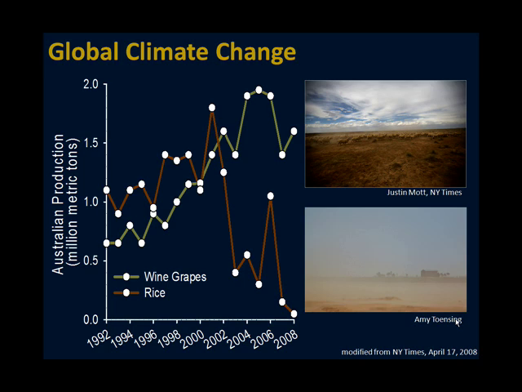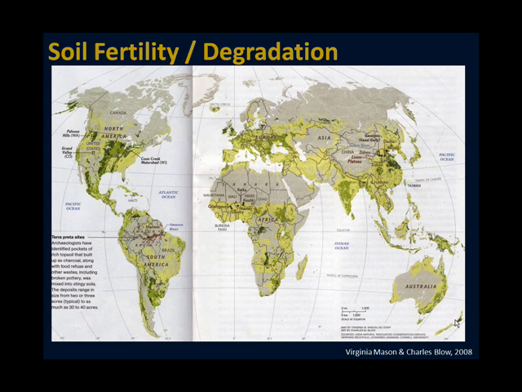Continuing on, after global climate change, we have soil fertility and degradation. This image comes from a recent article and special in National Geographic. And looking at this global map, this is a map showing the relative levels of soil fertility that we have. The darker the green, the more fertile the soils.